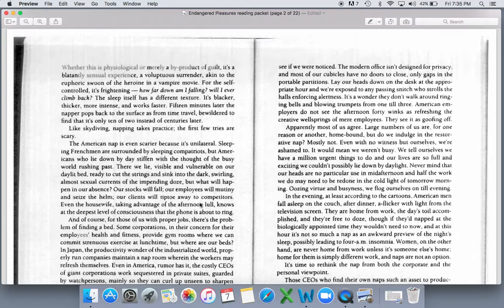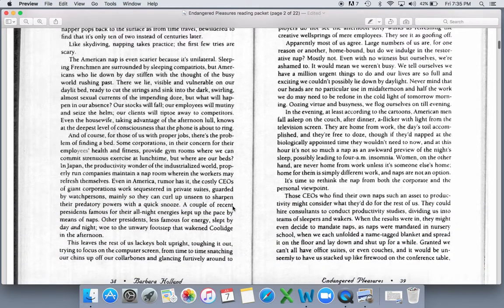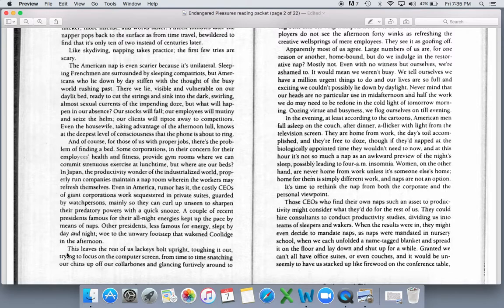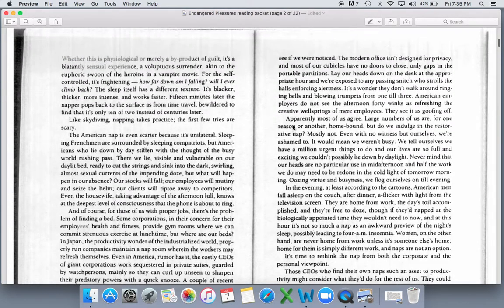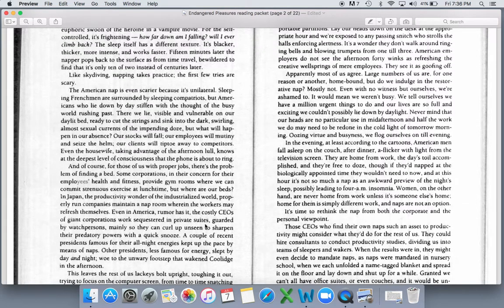After metaphor, we talked about syntax. I can go back to the first paragraph we discussed and see syntax on full display. The long sentence that starts with this leaves the rest of us lackeys bolt upright, all the way to see if we were noticed. It's an example of syntax, of splitting the second, if you remember that skill. It's a series of actions that represent a larger action. So it's from toughing, trying, snatching, glancing, and we have that representation of multiple verbs to specify a more general action.